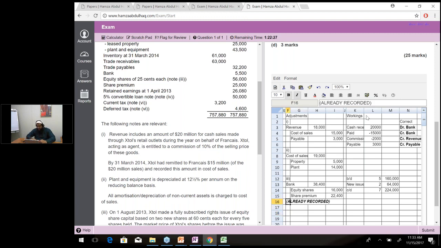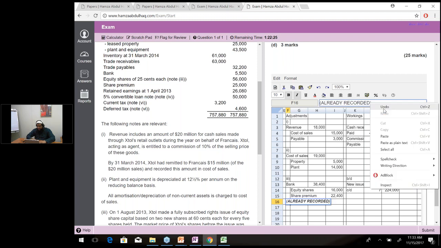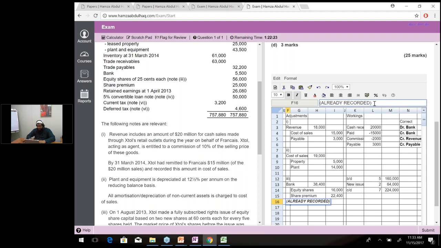Actually, we are making the double entry just to incorporate this in the statement of changes in equity. This will be used while preparing the SOCI, changes in equity.